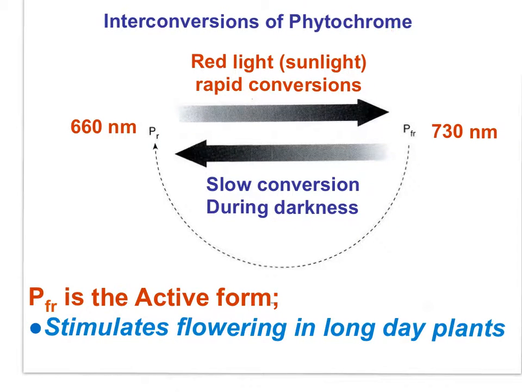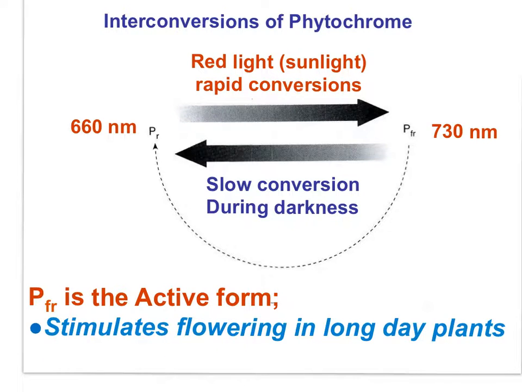Phytochrome is a pigment in plants that is sensitive to wavelengths of light. When the sun is out during the daytime, Phytochrome red is rapidly converted to Phytochrome far red. Phytochrome far red is the active form, keep this in mind. For long day plants, if the day is long enough, a lot of Phytochrome far red is formed, and this stimulates flowering in long day plants.